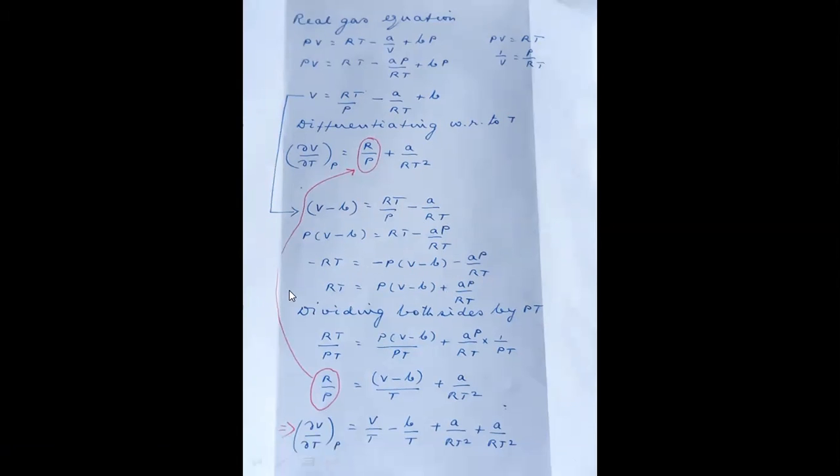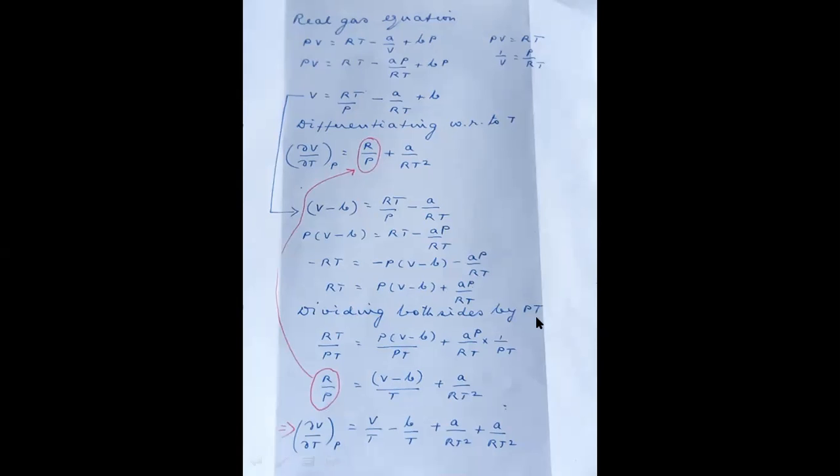Now you take this P this side. P into V minus B is equal to RT minus AP by RT. See, the entire term I have multiplied with P. So from this, minus RT is equal to minus P into V minus B minus AP by RT. I'm just changing this sign. RT is equal to P into V minus B plus AP by RT.